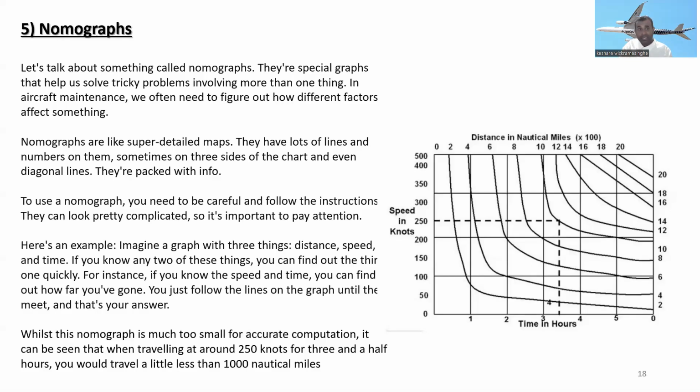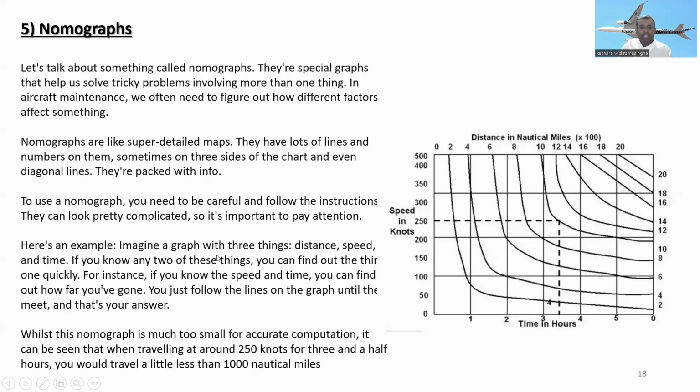In aircraft maintenance, we often need to figure out how different factors affect something. So nomographs are like a super detailed map. They have lots of lines and numbers on turns, scales on three sides of the chart, and even diagonal lines packed with info. To use a nomograph, you need to be careful and follow the instructions. They can look pretty complicated, and it's important to pay attention. You can see this is the nomograph. You have so many lines, right?